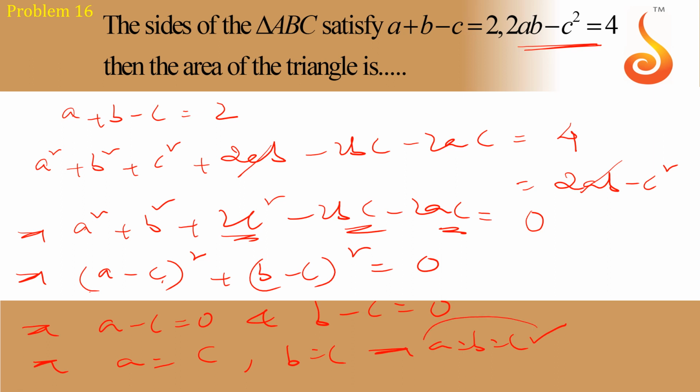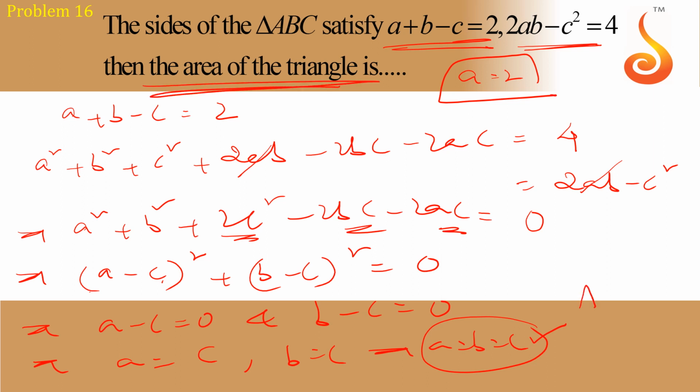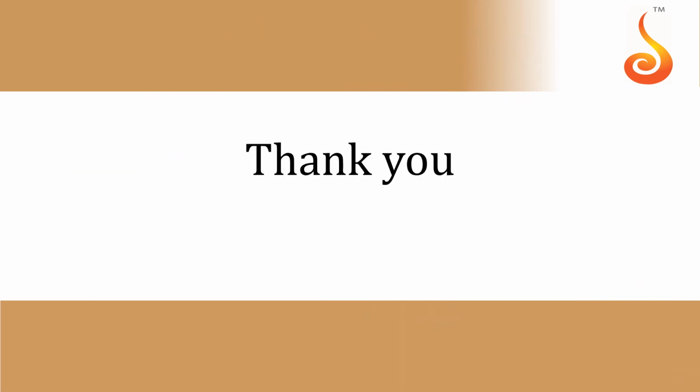So substitute a equal to b equal to c here. So b and c are equal, they get cancelled. So the value of a equals how much? 2. Is it satisfying this or not? You can check, it will satisfy. Now, what is the area of the triangle? The area of an equilateral triangle is root 3 a square by 4. a square is 4. So the area of the triangle is root 3. Okay. Thank you.